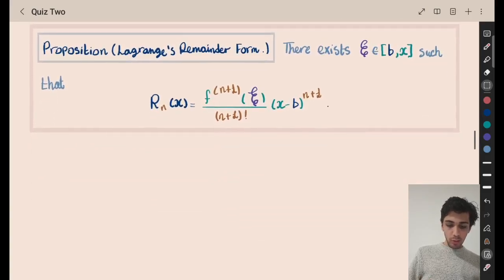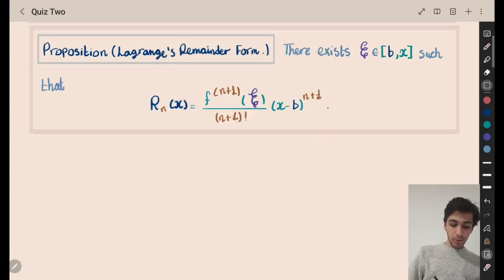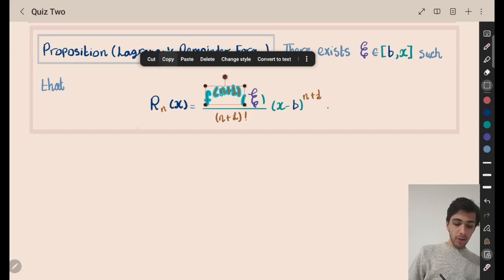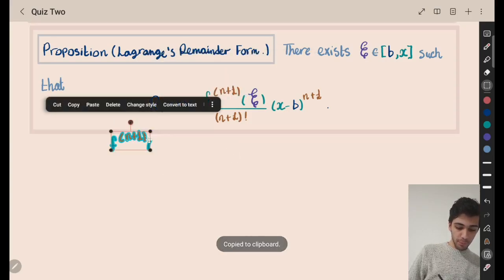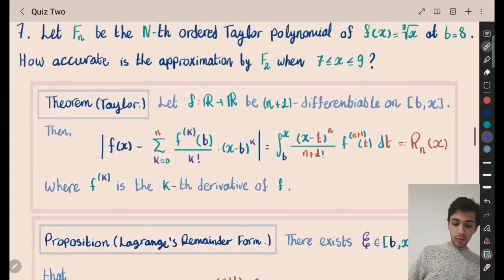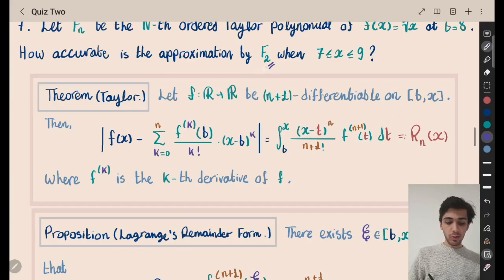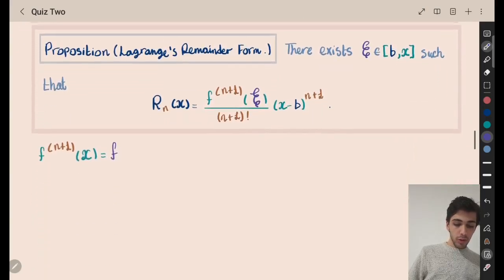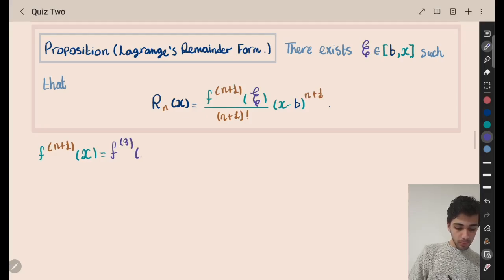So to do so, I will try to proceed in this format. The first thing I'll try to compute is f^(n+1) of x. Well, our n is equal to 2. We are trying to compute the second Taylor polynomial. And so we're looking at the third derivative of the cubic root function.